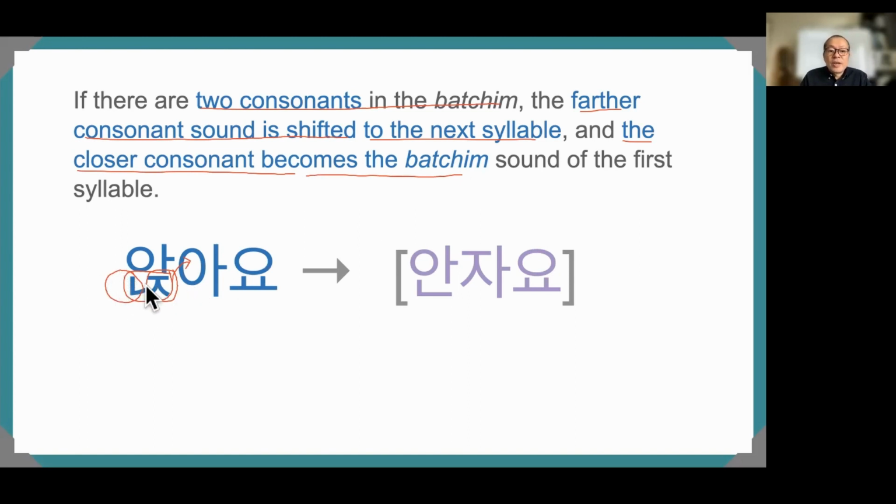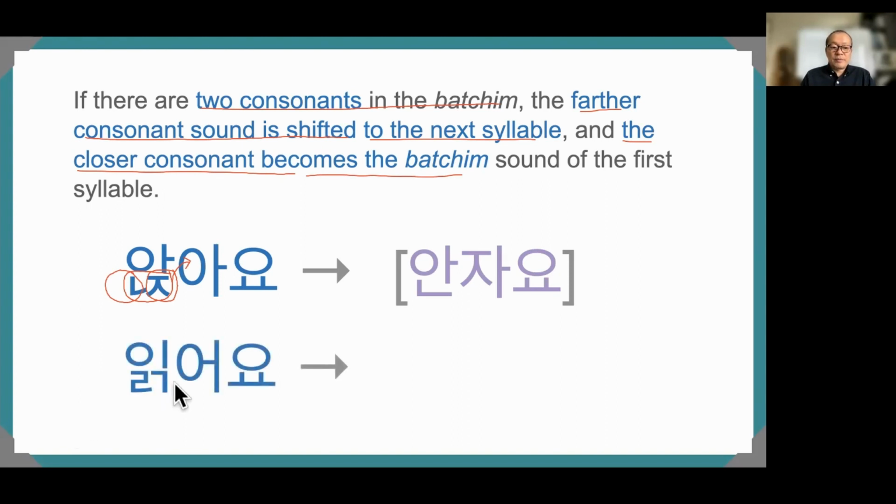So the pronunciation will be 안, 자, 요. This one, 안, remains as a 받침, and this final consonant moves to the next syllable, 자, 요. So if you read this, 앉아요, 앉아요, like this. Okay, let's practice one more.